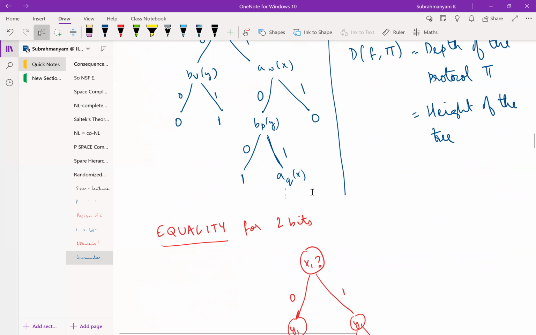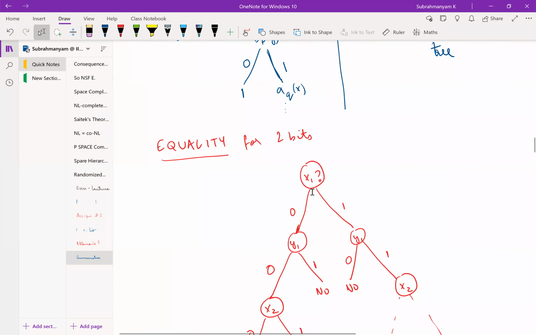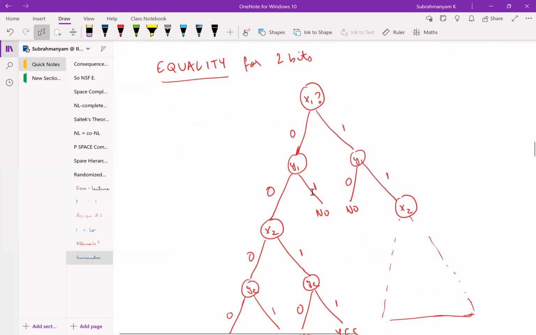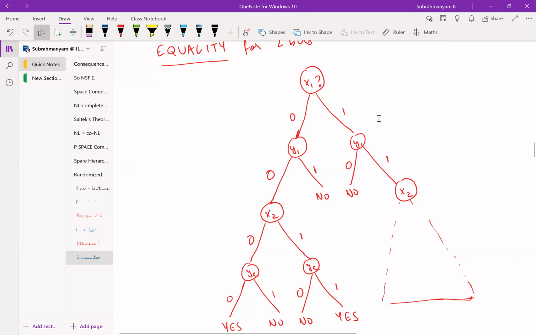Let us see the tree for equality, say equality of 2 bits. Alice has an input of 2 bits, Bob has an input of 2 bits. Let's say x1, x2 is Alice's input and y1, y2 is Bob's input. First Alice could just send her leading bit, x1. If it is 0, it comes here. If it is 1, it goes here. Now Bob could send y1.